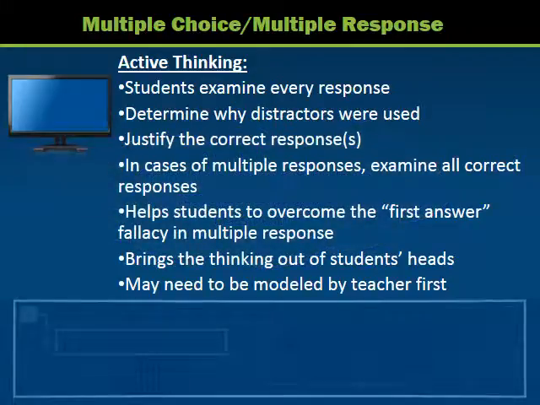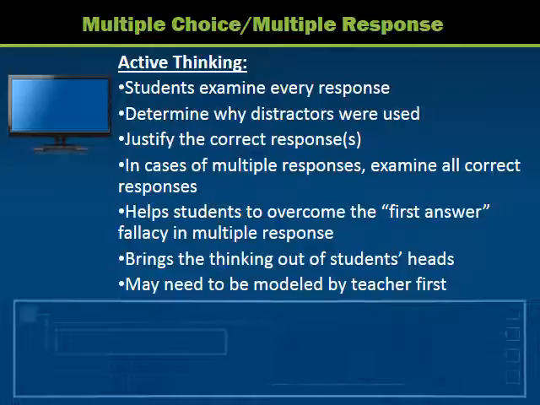The use of active thinking will help students in both multiple choice and multiple response item types. Active thinking involves students examining every response, determining why correct answers are indeed correct, and determining why distractors might have been used. This is not to look at how test writers are trying to trick students, but a valuable discussion can be had on how distractors are usually created with a purpose. The purpose is that distractors are often examples of popular misconceptions students may have.